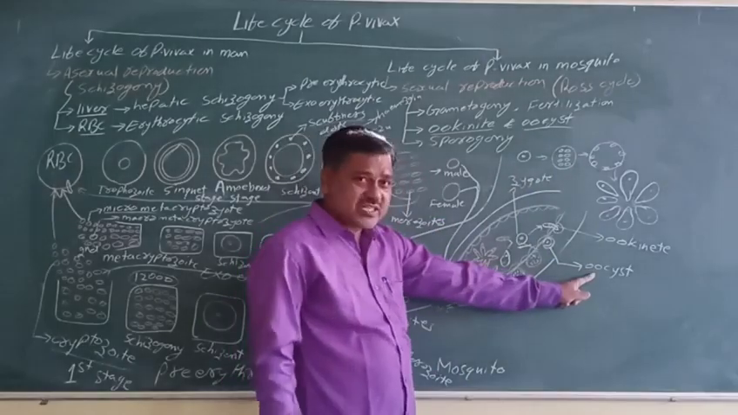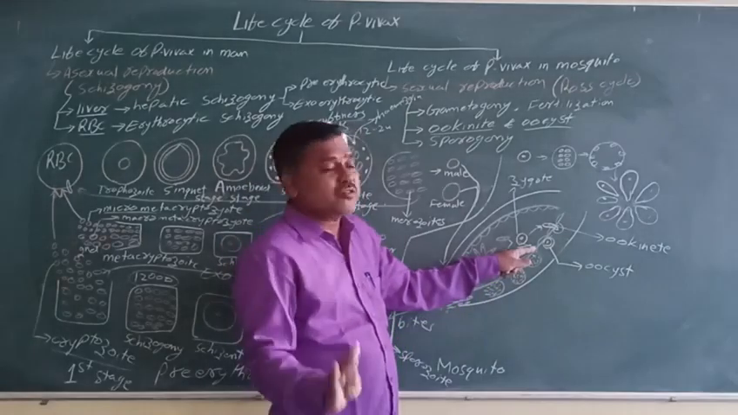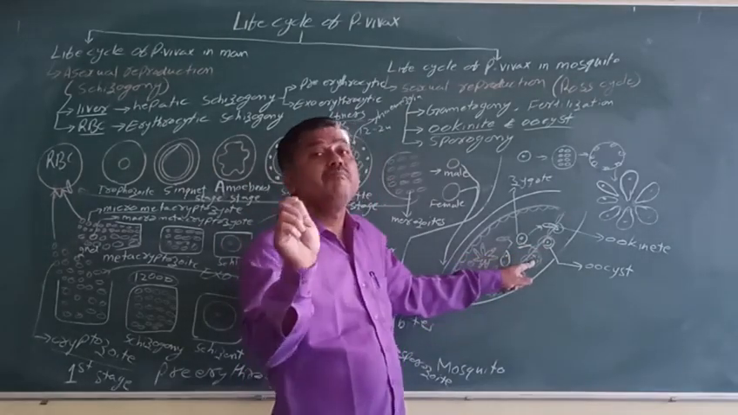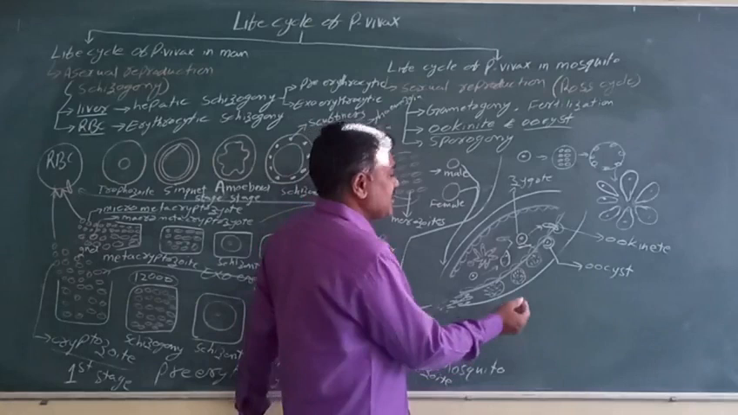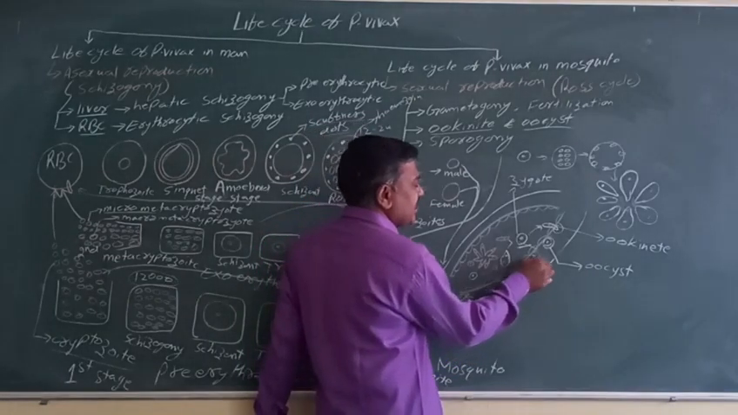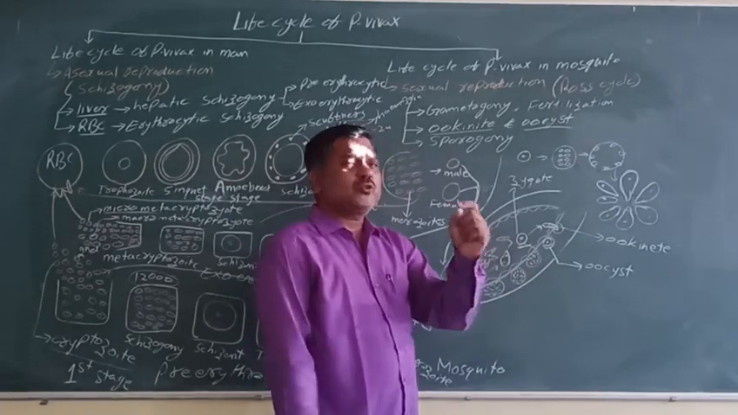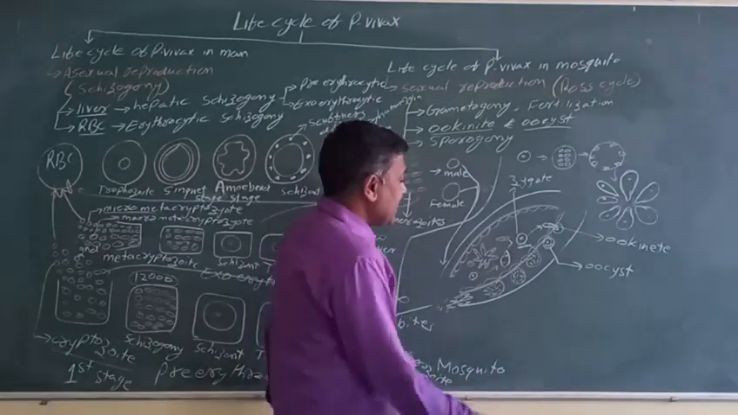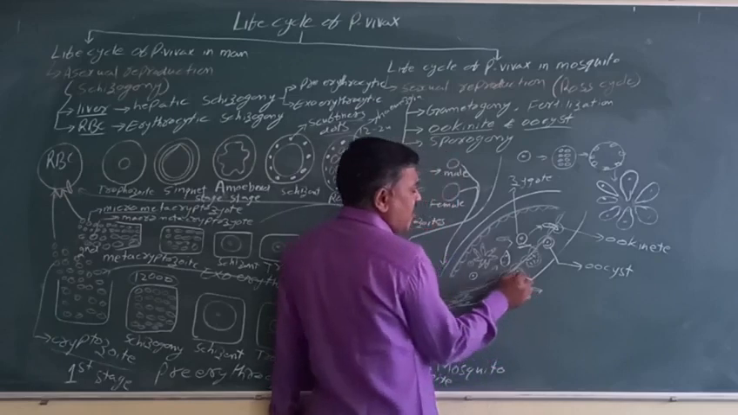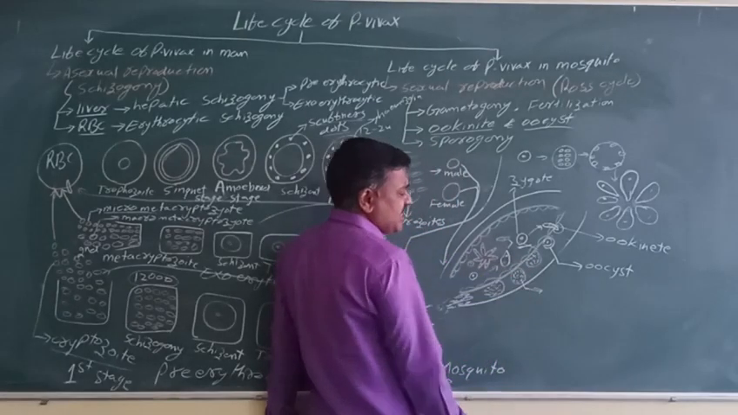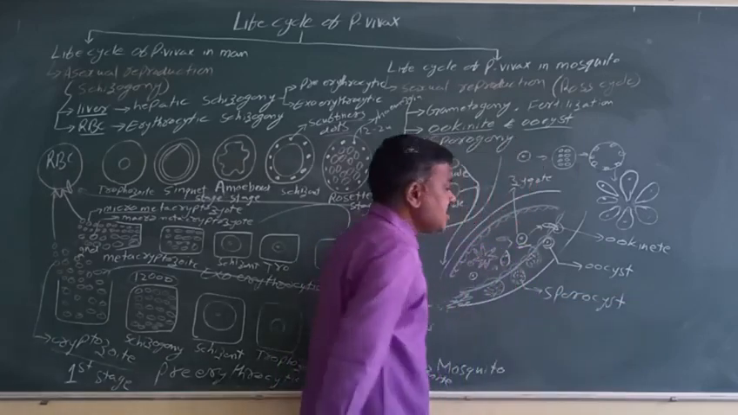Clear? Now this oocyst, a single cell, is attached to the basement membrane in the hemocoel. It goes for meiosis, a reductional division. As the reductional division occurs, a number of small nuclei are formed, and this leads to multiplication and the formation of small sporozoites inside this cyst. That's why it is called a sporocyst.